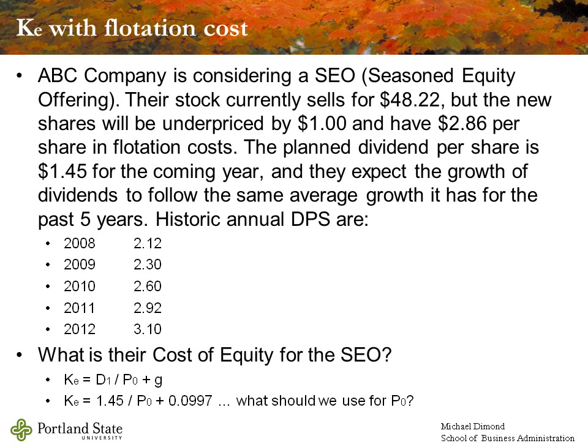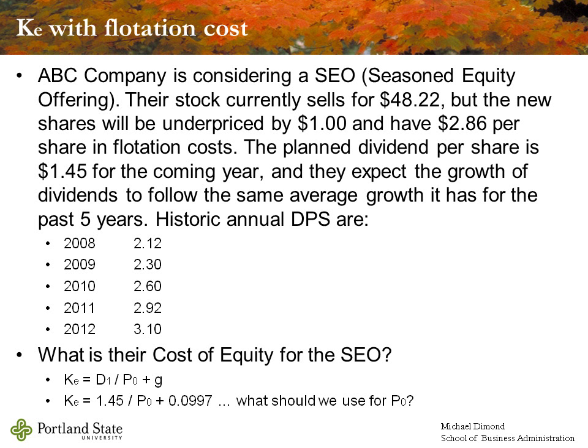So back to our problem. ABC company with their SEO and their prices and their information, now we know what the growth rate is. The growth rate was 9.97%. But the next question is, what should we use for the price? Now, there are a couple of factors in here. One is that the new shares are underpriced by $1, and the other is that they have a $2.86 per share in flotation costs. In other words, the company is going to have to give a little bit of a discount on these shares in order to entice investors to buy additional shares. And the cost of floating those shares is going to cost the company some money.